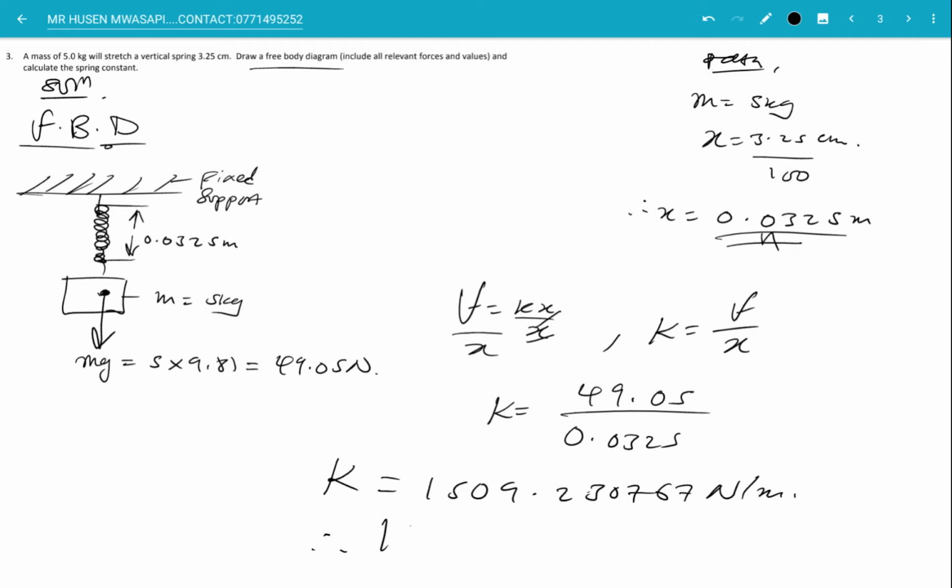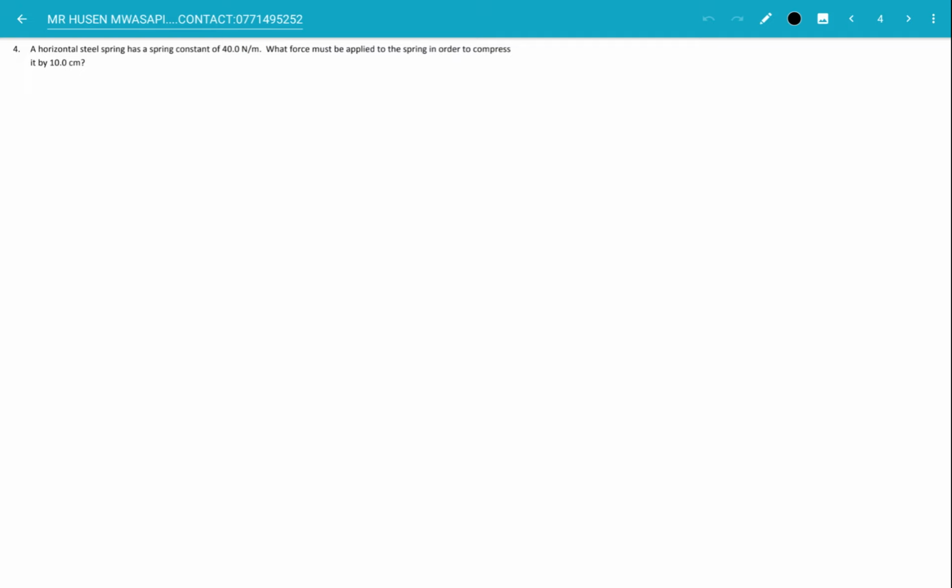If we round this off, the spring constant is 1509.2 newtons per meter. As simple as that. Let's move on to question 4.